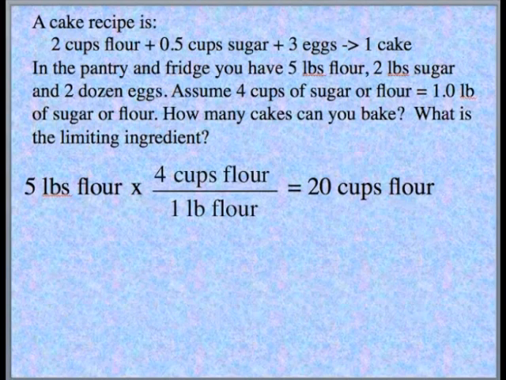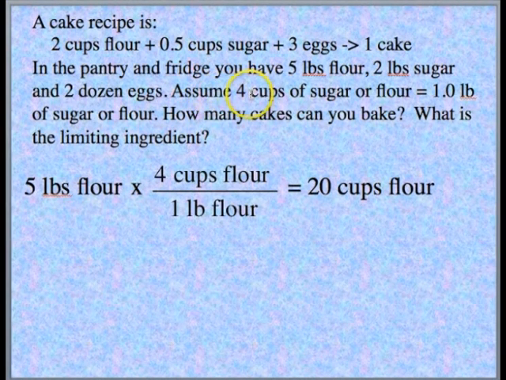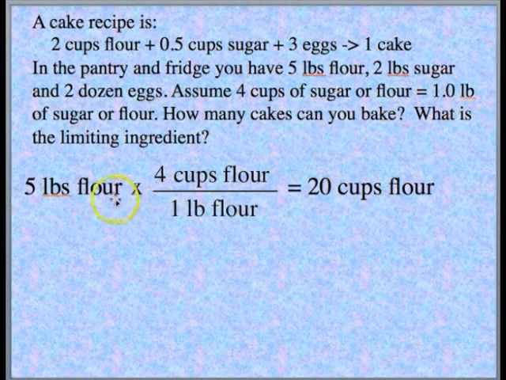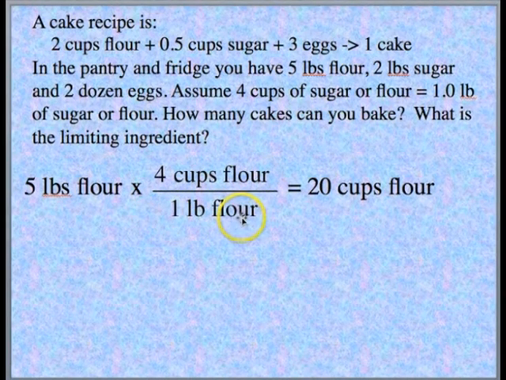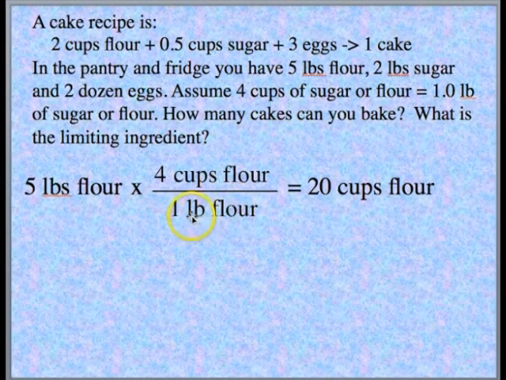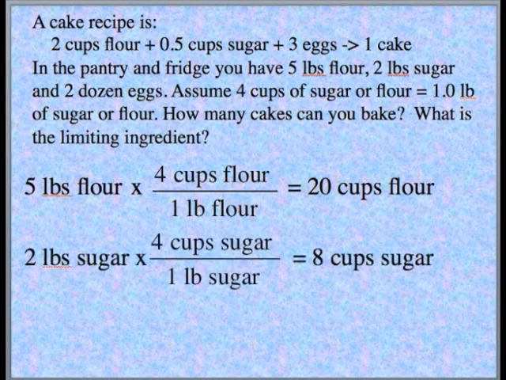Okay. So we're going to convert our pounds of flour. The directions told us that we assume 4 cups of sugar or flour per pound. So if we have 5 pounds of flour, and there are 4 cups of flour per pound, that's given right in the instructions, then we've got 20 cups of flour to work with. And what about sugar?